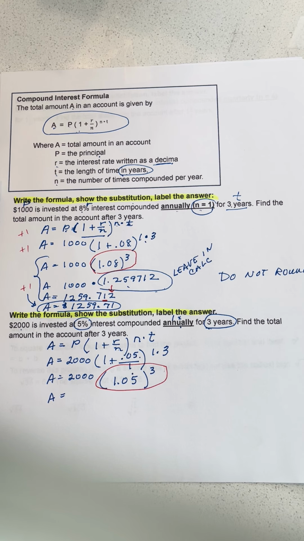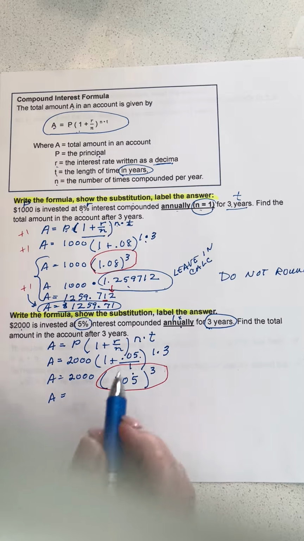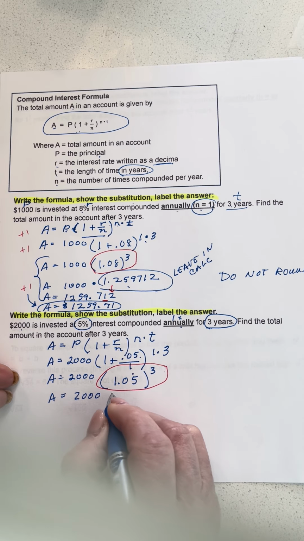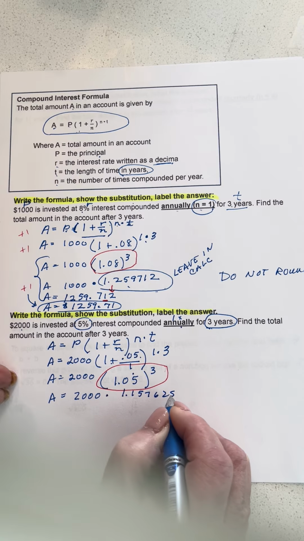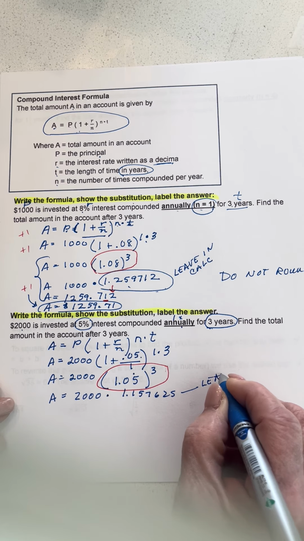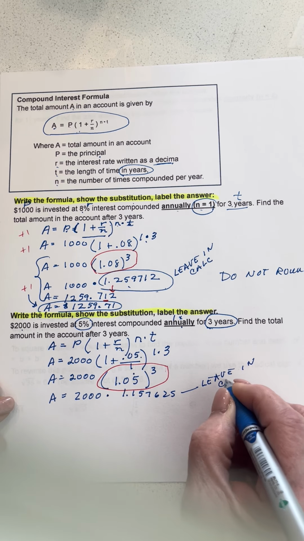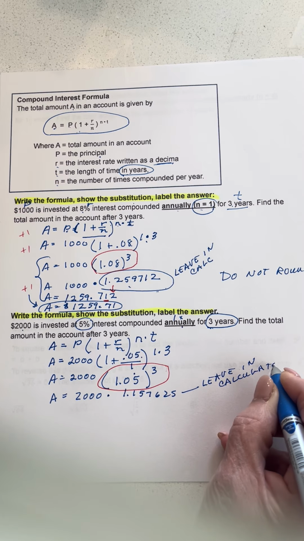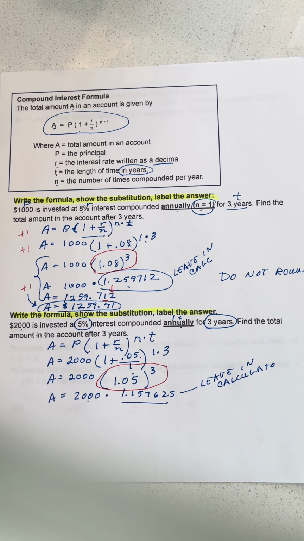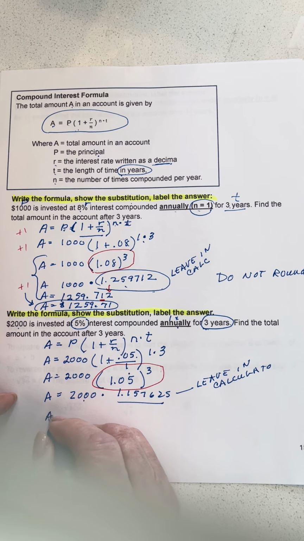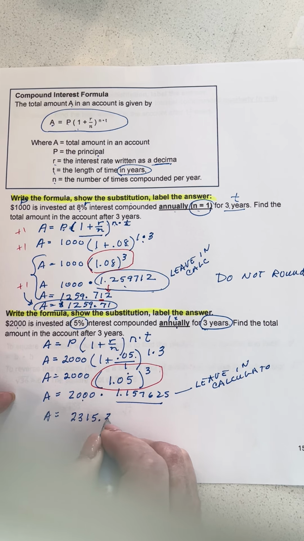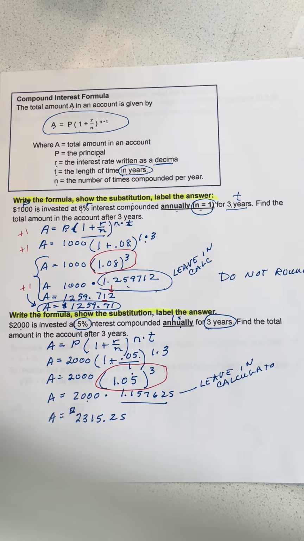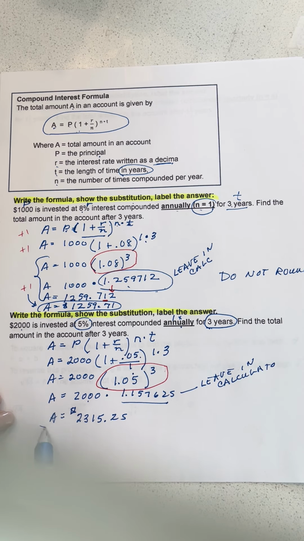To the 3rd power. And again, whether you write this down or not, that's up to you. I'm going to leave it in my calculator, just like it is. And then I'm going to multiply it times 2,000. And I am getting $2,315.25. No need to round on this one. So this is my answer.